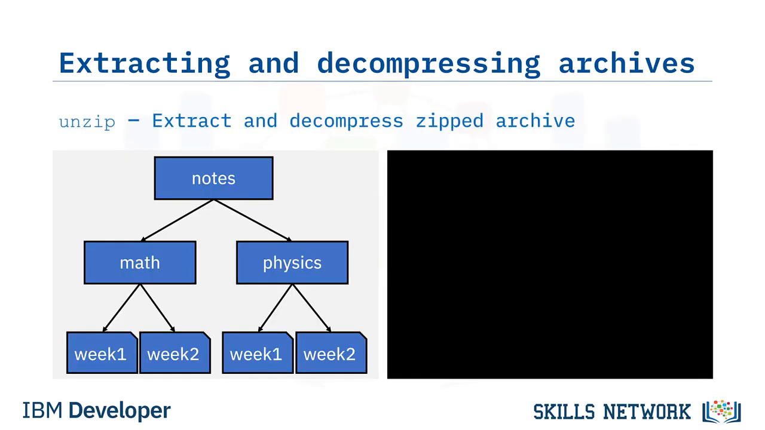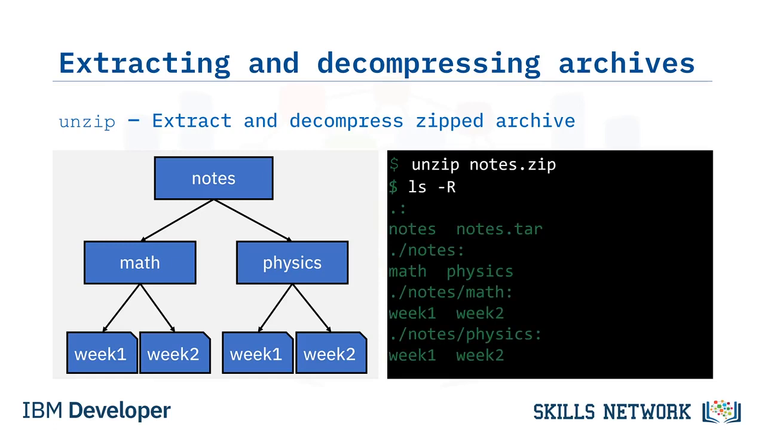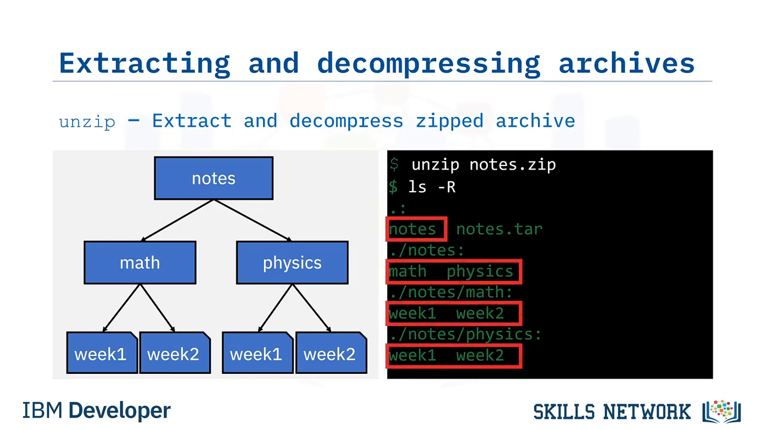The unzip command, as you might guess, extracts compressed files from a zip archive and decompresses them. To unzip your notes.zip file, simply enter unzip notes.zip. After entering ls -r, you can see that unzip has created your notes folder and unpacked your directories and your week 1 and 2 files as expected.